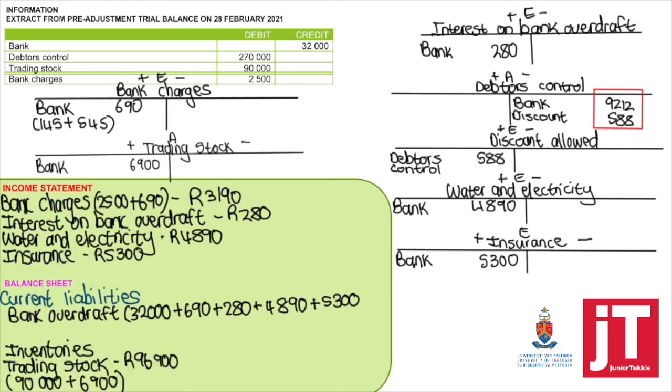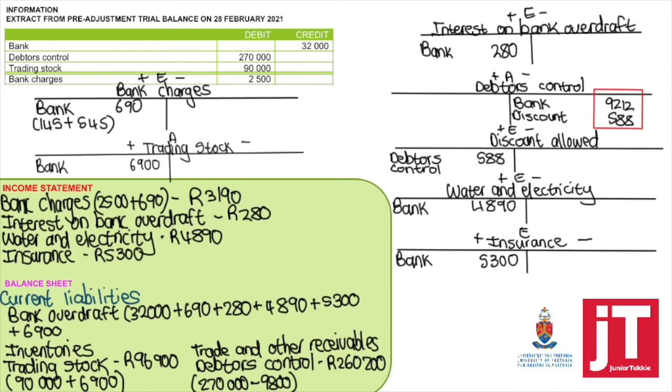Then we have trading stock. That forms part of my inventories in the balance sheet. The trading stock had a balance from the pre-adjustment trial balance, 90,000. Now we need to add 6,900. So my new total is 96,900. Immediately go to the current liabilities in your bank overdraft. 6,900 must be added to your bank overdraft.